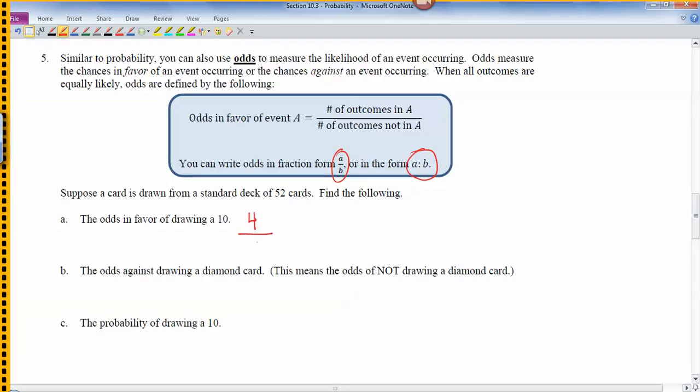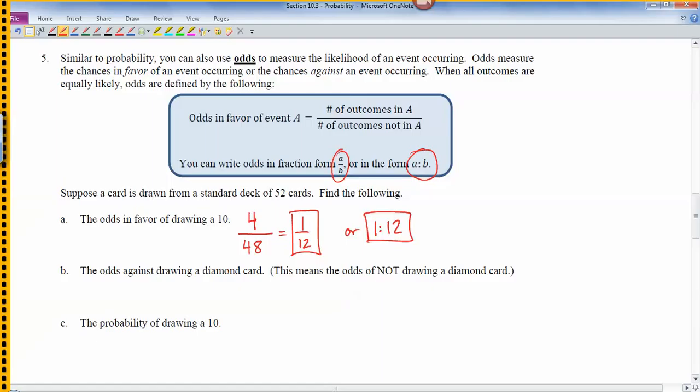And out of the 52 cards, the ones that aren't 10s, well, there are 48 of them. So it's 4 out of 48, which is 1 out of 12. And then you just leave your answer like that. You don't turn it into a decimal. Or you can write 1 to 12, like that. You've got a 1 to 12 chance of drawing a 10.